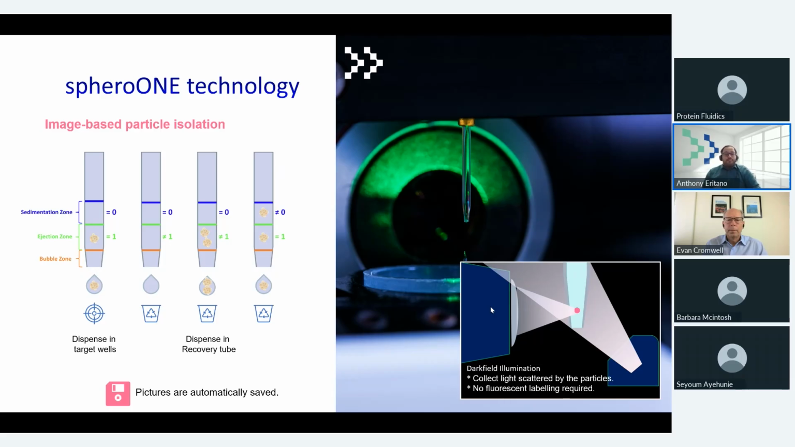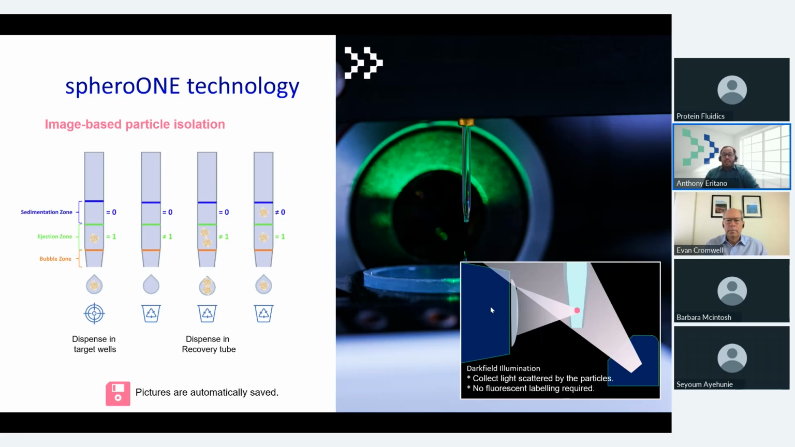But the other concern with using spheroids is that they're very hard to make and their numbers are minuscule, so you really don't want to waste your sample. And what's really nice with the imaging software of the spheroONE, it can allow you to recover your sample. So let's say there are 2 cell masses inside that ejection zone. Well, the machine is not going to isolate them because it's not a single spheroid, but what it will do is it will dispense it into a recovery tube.